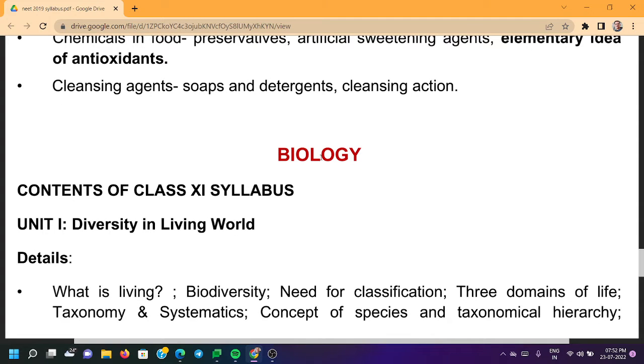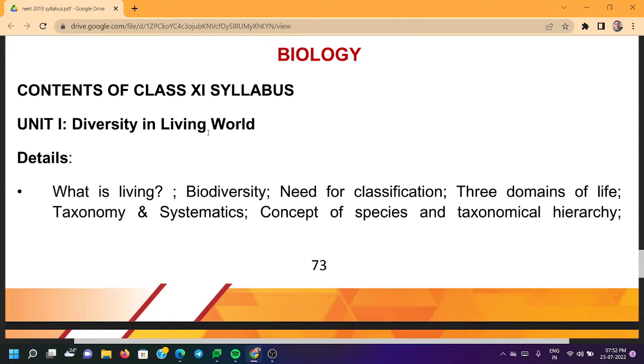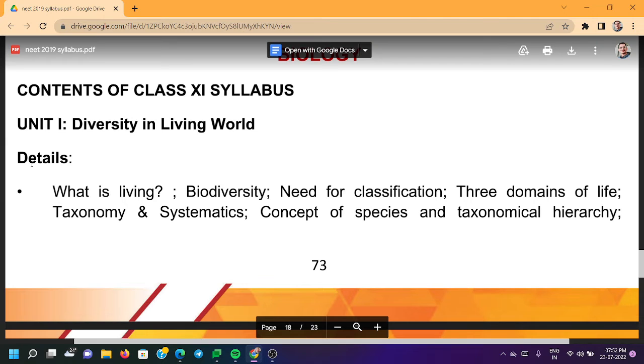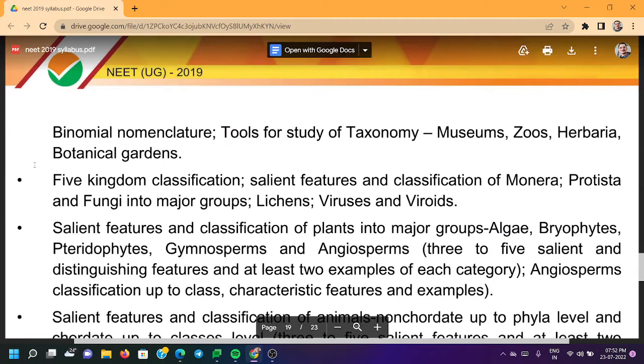Biology syllabus in depth. Contents of Class 11 syllabus, Unit 1: Diversity in the Living World. What is living? Biodiversity, need for classification, three domains of life, taxonomy and systematics, concept of species, and taxonomical hierarchy, binomial nomenclature, tools for study of taxonomy: museums, zoos, herbaria, botanical gardens.